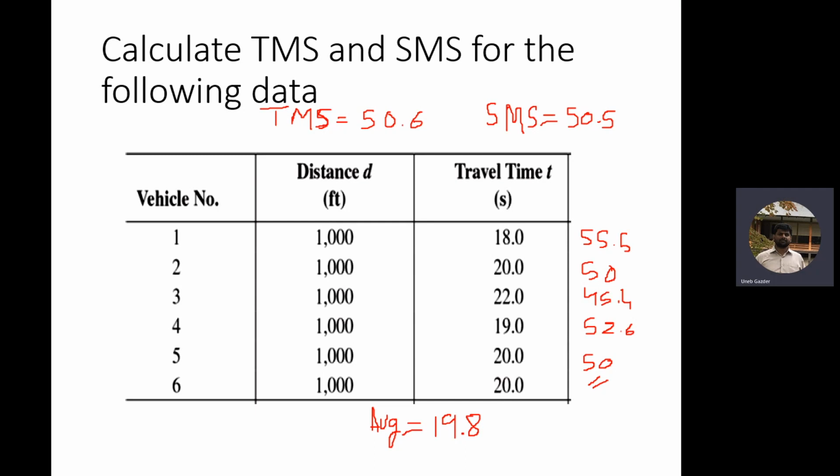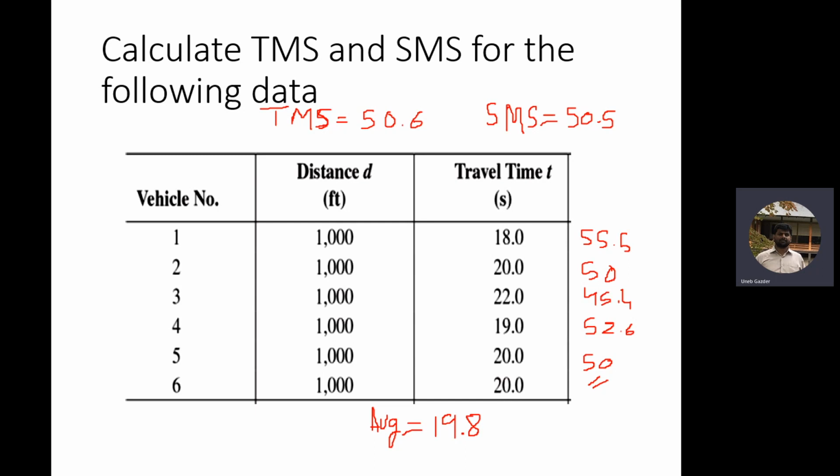Now which value is higher? TMS. TMS is always supposed to be higher than SMS. Later on, in the field studies chapter, you will see that we use TMS for something which requires high speed. So TMS by default is higher than SMS. Why? Because in TMS, the effect of slow-moving vehicles is less. Because of the equation, the effect of slow-moving vehicles is less.